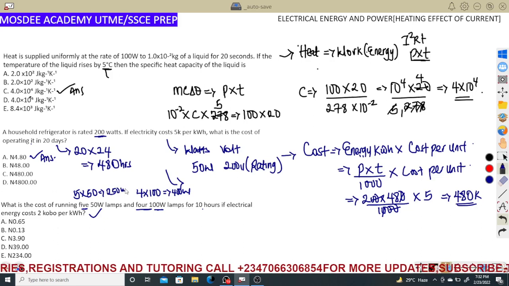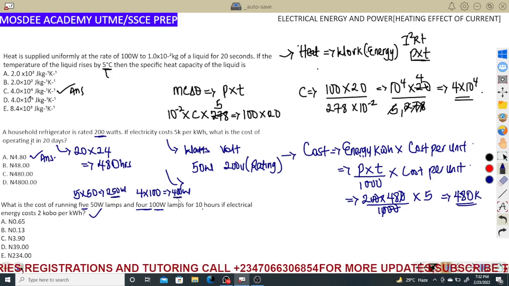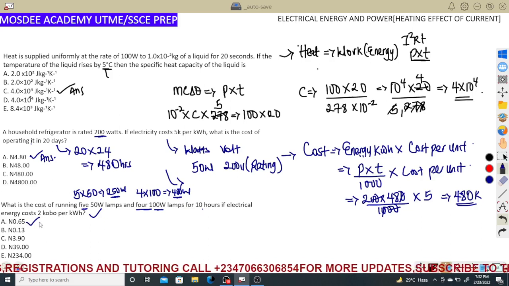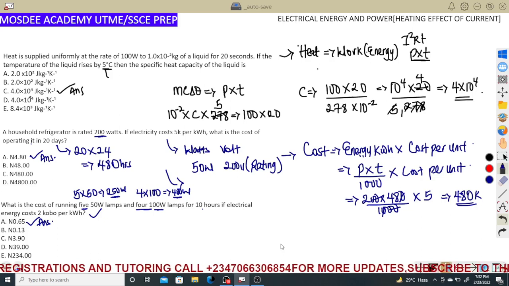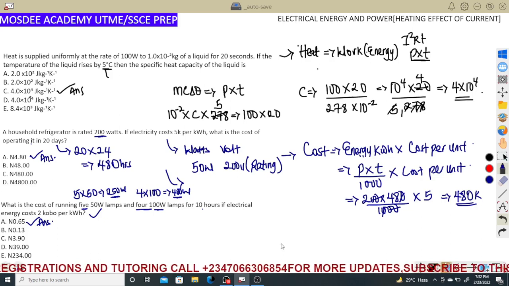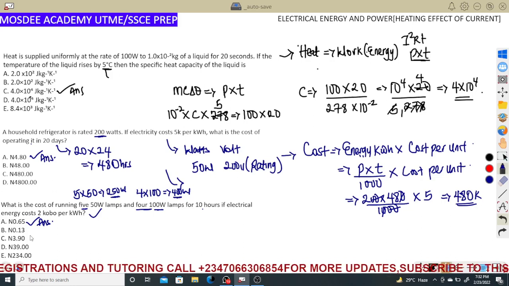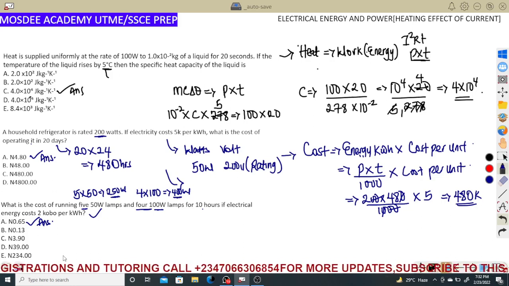So you have to add the total power, this plus this. This is also very important. That is about 650 watts. That is the power. The time is 10 hours, over 1,000, times 2. So if you do that well, I think you should get 0.65, I guess. But I'm a very good guesser anyway. Some students in my offline classes can tell you that I hardly miss a question, but it can be 0.13.